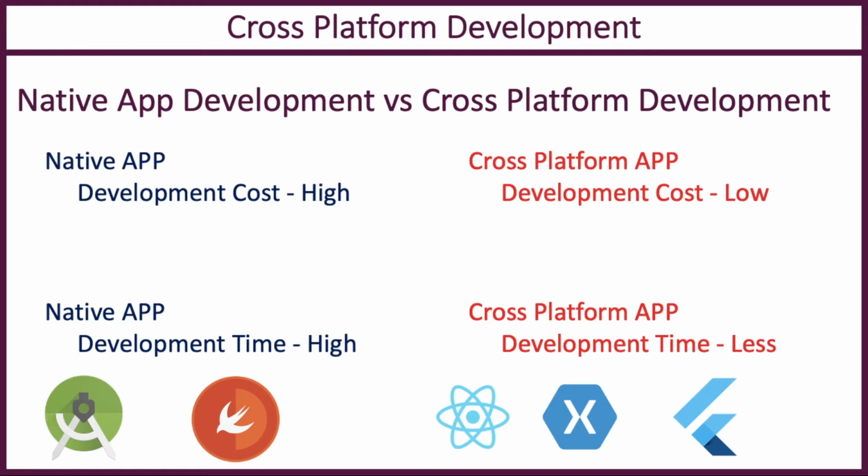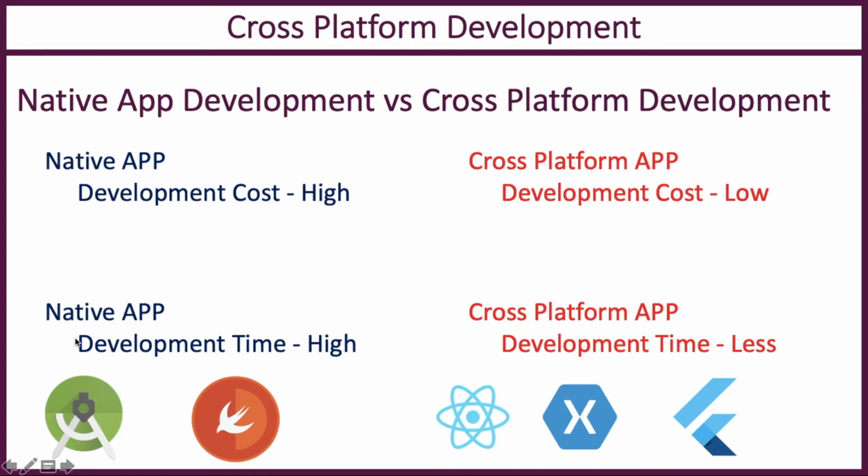Development cost wise, if you are comparing native app and cross-platform, the development cost for native app is high. Why? Because we need two different teams, and we need to pay for two different teams for developing. For Android you have a separate team, and for iOS you have a separate team. In case of cross-platform, you need not pay for two different teams. Only one team can develop the application for two different platforms. So the development cost is low in cross-platform development.